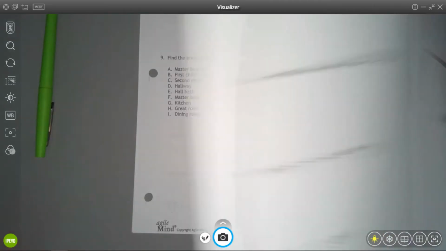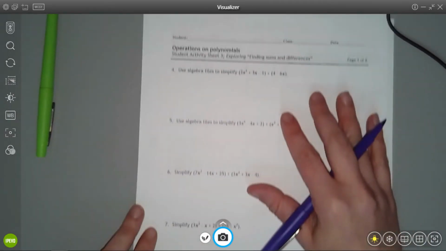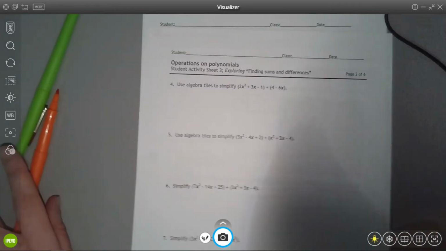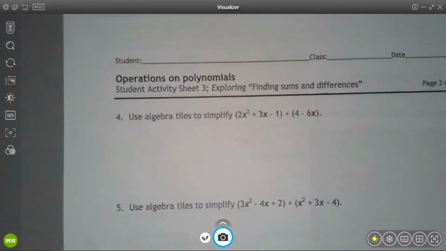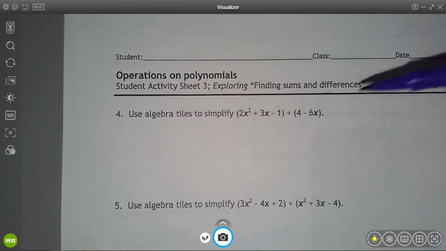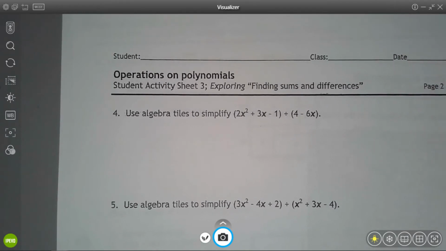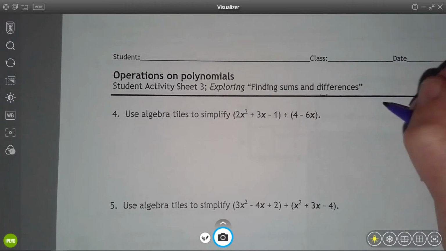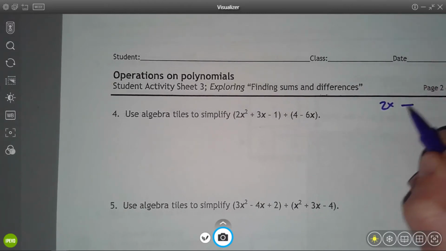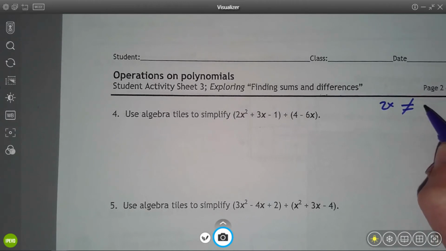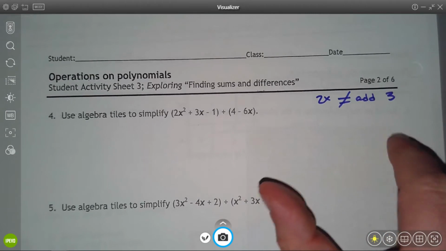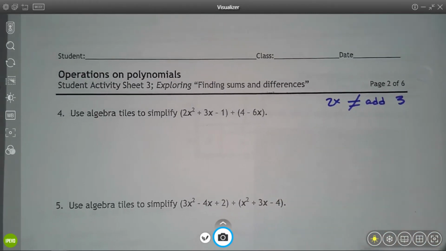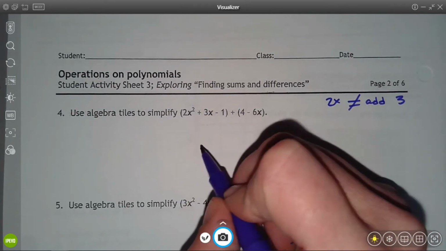Okay? Let's go on. This says to use algebra tiles. We are not, guys. I'm just going to flat out show you how to do this. Big thing when we combine like terms, just like we learned early in the year, is that 2x cannot add to a plain number. They are not the same. Okay. We cannot put them together. Same thing here. We can only put together what looks alike.